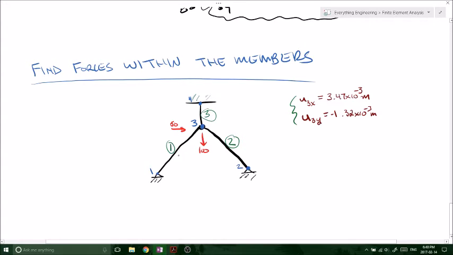So what we're going to do now, we're going to solve for the forces within each one of these members, and then that'll basically wrap up the problem, and that's pretty much 100% solved. So let's do it.